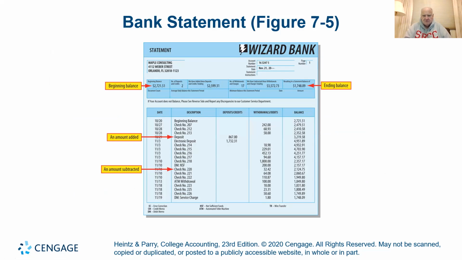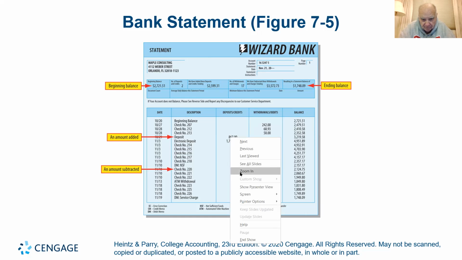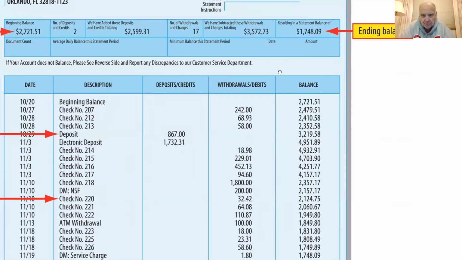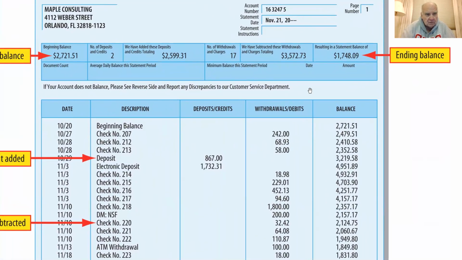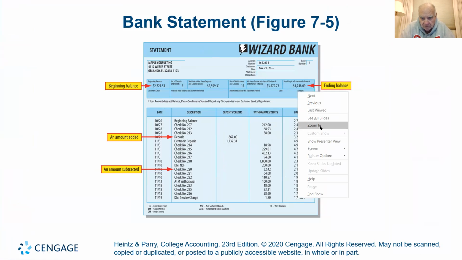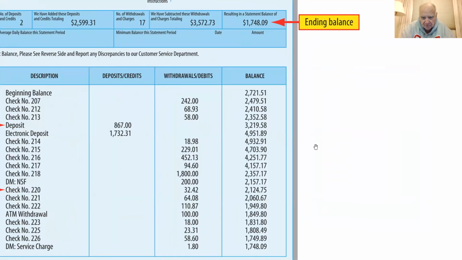So let's take a look at a bank statement here. Here is a bank statement. It's time to zoom, ladies and gentlemen. We're zooming the modern way here. Okay, Maple Consulting, they got a bank statement. Remember I said, you look at the numbers, it'll start with the beginning balance. That was at the beginning of this period. And then at the bottom, it says 1748.09. I'm going to make that a little bigger.